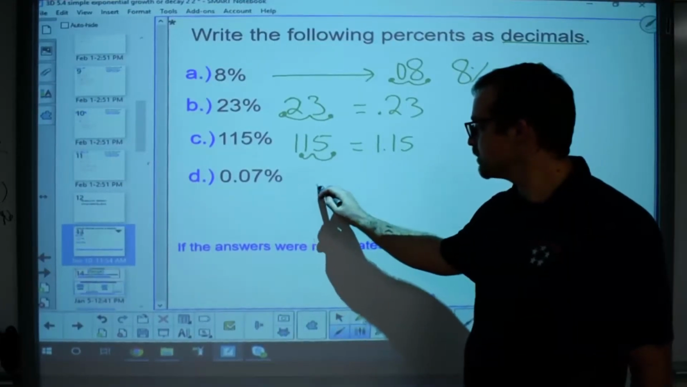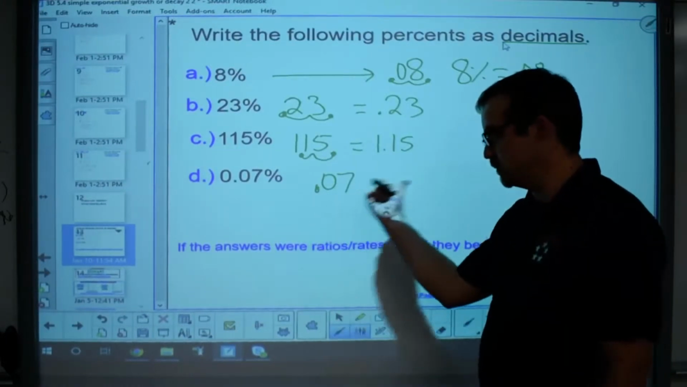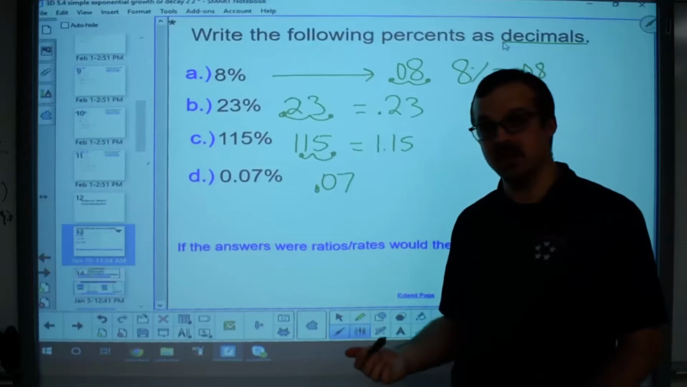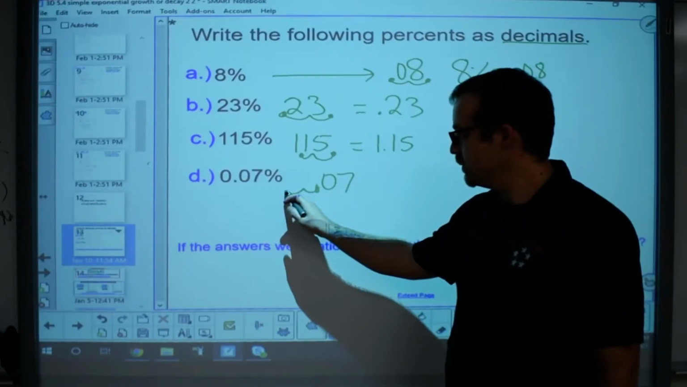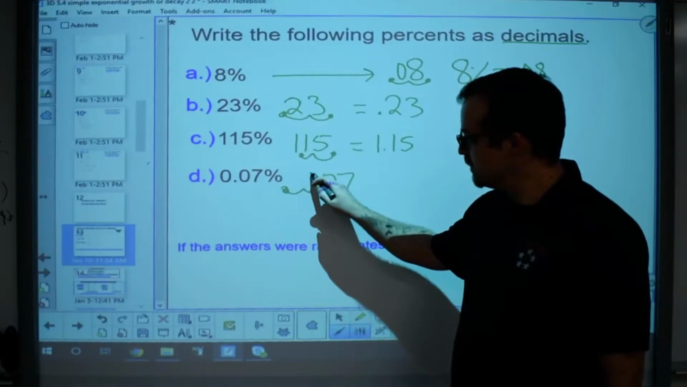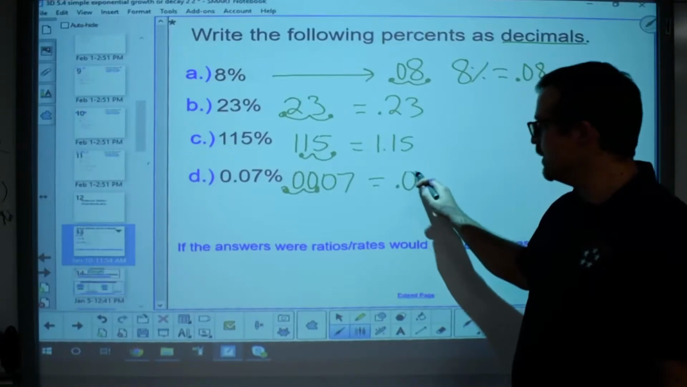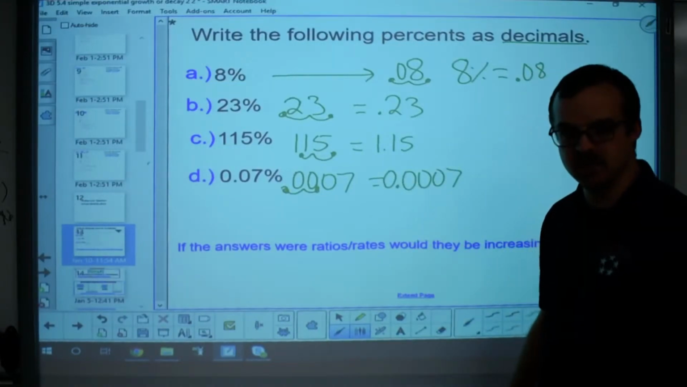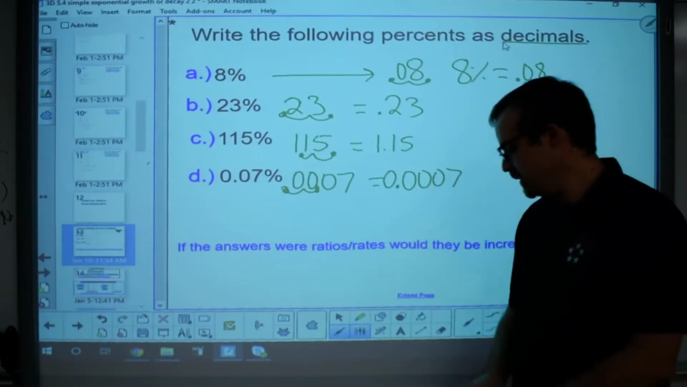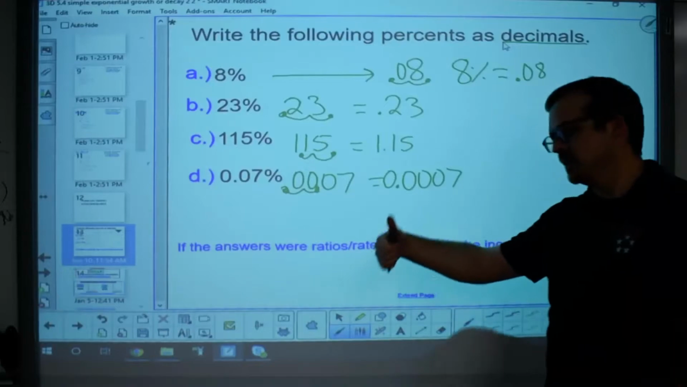0.07%, which means I don't move it to the right. I don't all of a sudden move the decimal to the right. I still need to move that to the left twice. So 1, 2. So what am I going to do with these blank spots? Well, a 0 there and a 0 there. So I actually have 0.0007. Now some of you guys may put a 0 there. It's the same thing. No worry. Okay. So again, decimals get moved to the left to change a percent to a decimal.